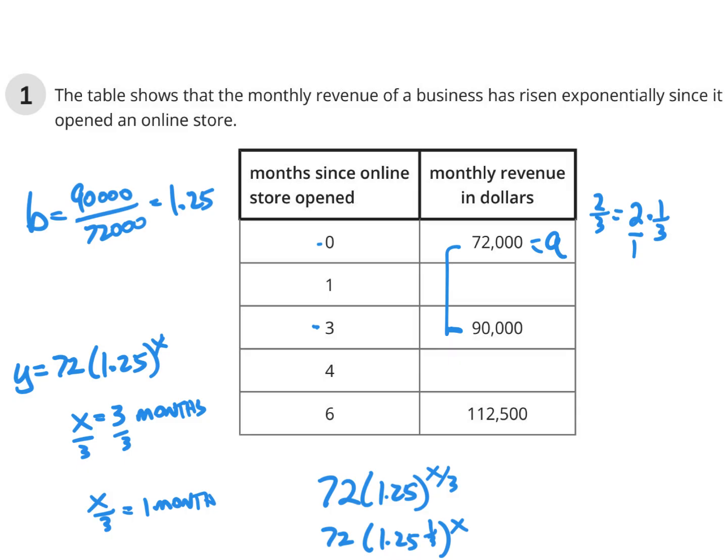If I calculate 1.25 to the 1/3, I get a long number, and I'm going to round it to 4 decimal places. Now this equals 72, 1.0772 to the X. I can use either one of the equations, this one or this one, into Y equals.